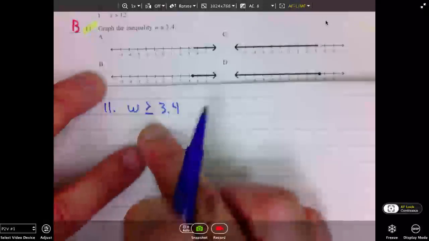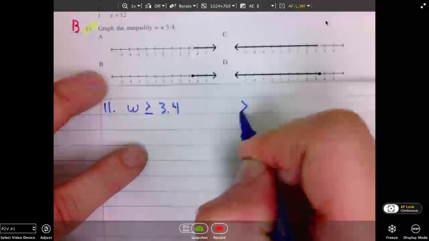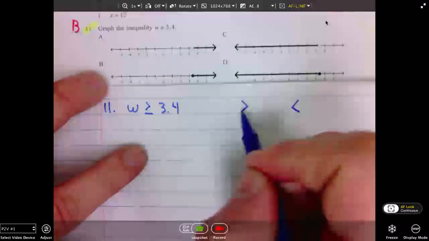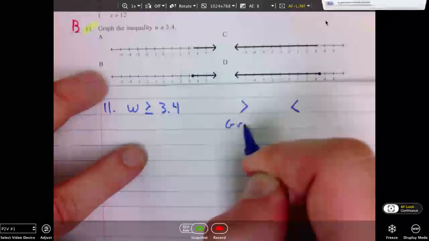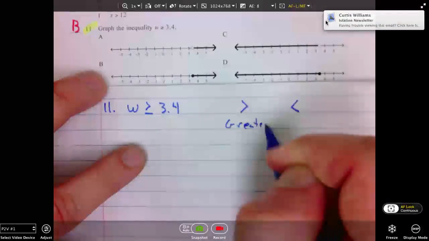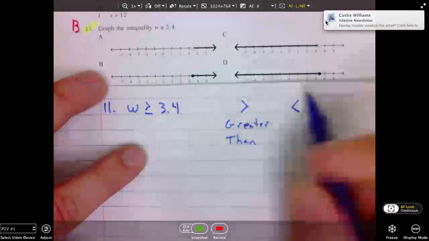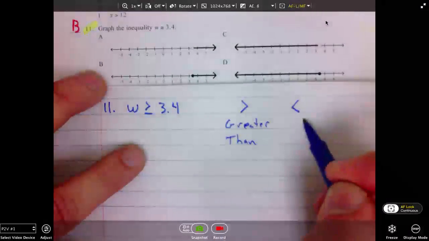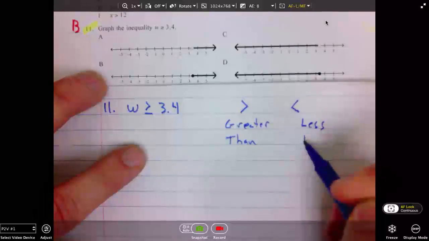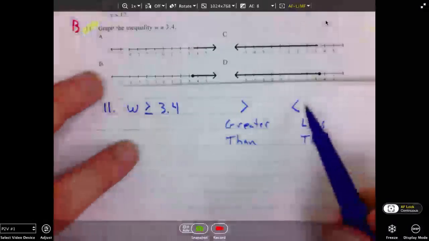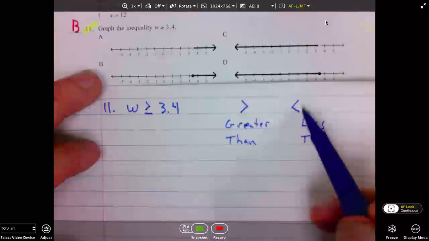All right. The next problem we will look at is number 11. It says graph the inequality W is greater than or equal to 3.4. One thing we need to know is about these symbols. This is greater than. This is less than. I'll notice the less than looks a little bit like an L.